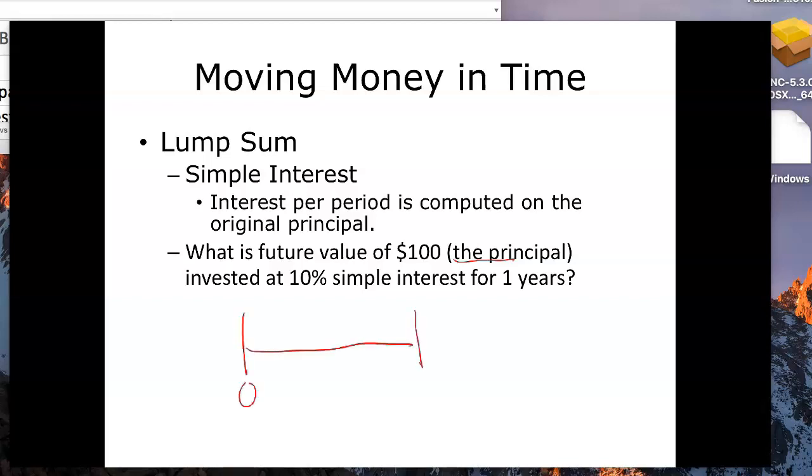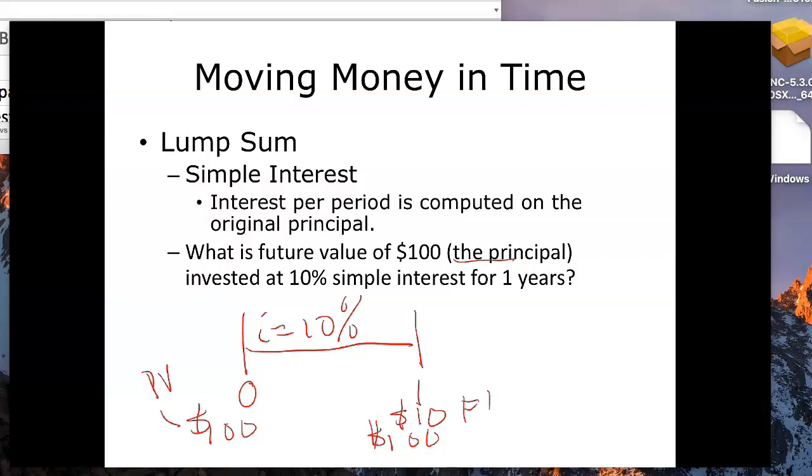we could draw a timeline where 0 is today and the 1 is 1 year from today, and we have $100. That would be, we call that the present value or the principal that we've invested, and in 1 year at an interest rate of 10%, well, 10% of $100, we would have interest of $10. And then we'd also have our original $100, so that our future value would be equal to $110.